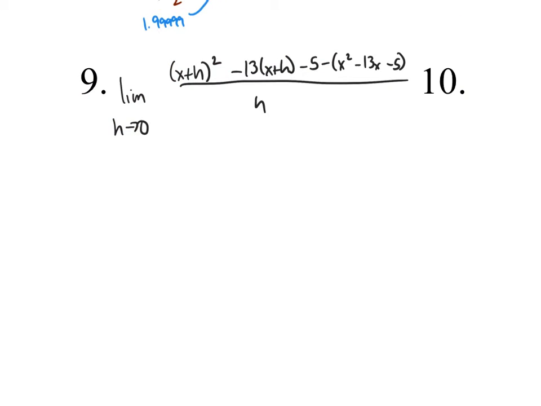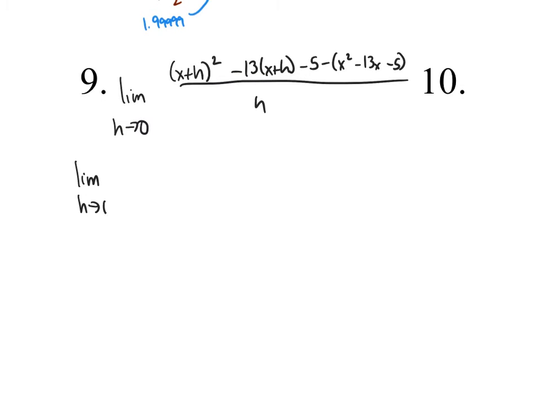All right, let's look at 9 and 10. They did not appear in my document, so I'm just going to write them in here. So this one is the limit as h goes to 0 of (x plus h) squared minus 13(x plus h) minus 5 minus (x squared minus 13x minus 5). So whenever you have the h going to 0 and you have the things with the x's, your answer should have an x in it.